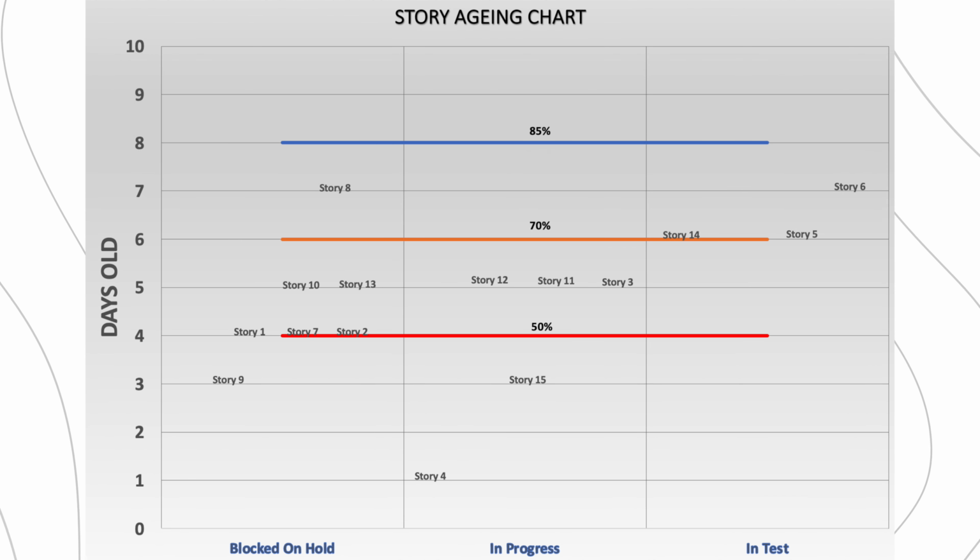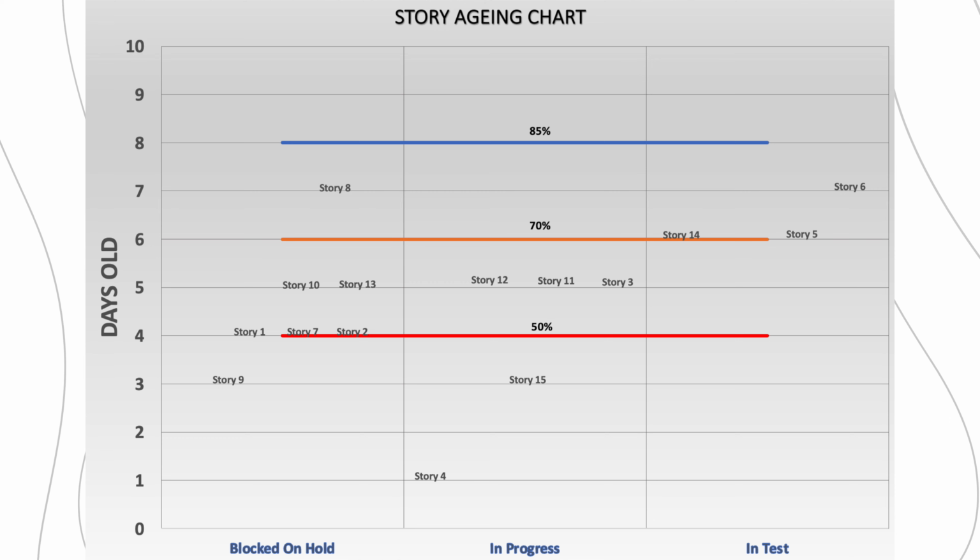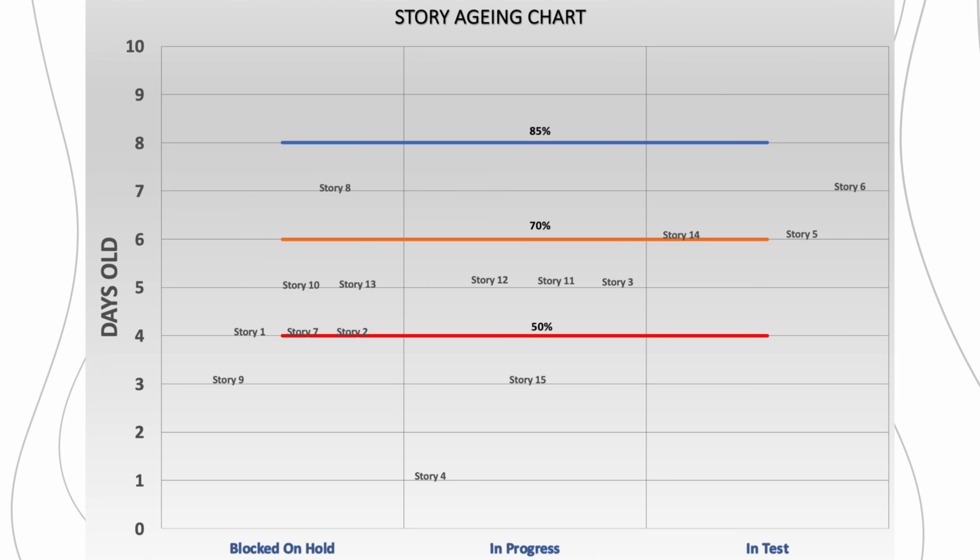So, where do your percentile lines come from? Well, we get this data from your cycle times for single items that you've previously calculated. So, check the videos out in the description below for more information on what this is and how to do it. And secondly, you're going to display how old each story is and where it is in your workflow.